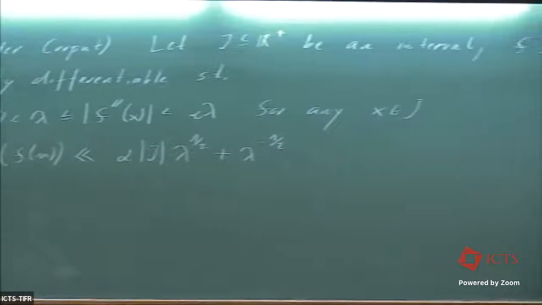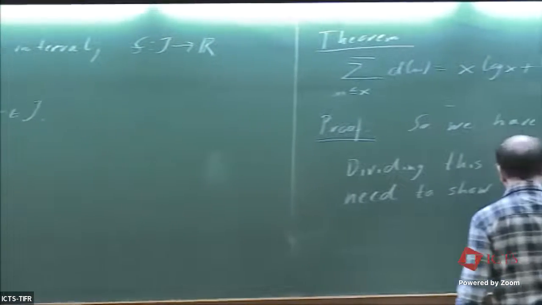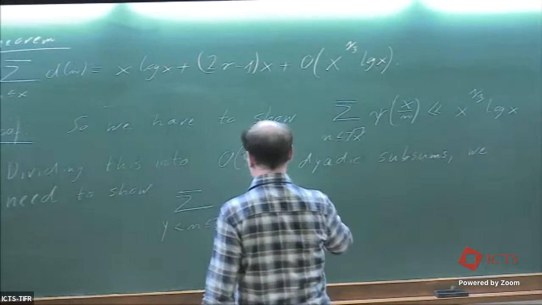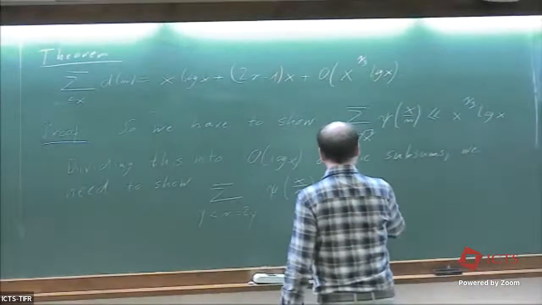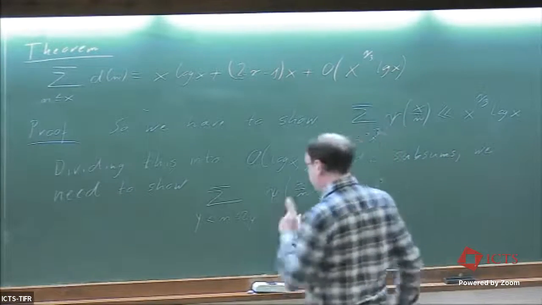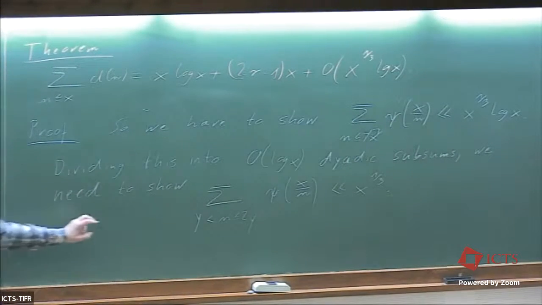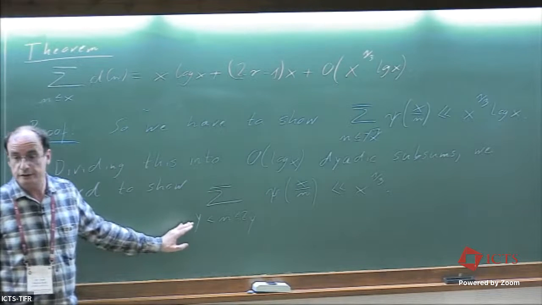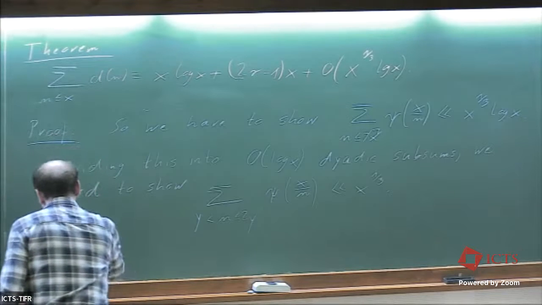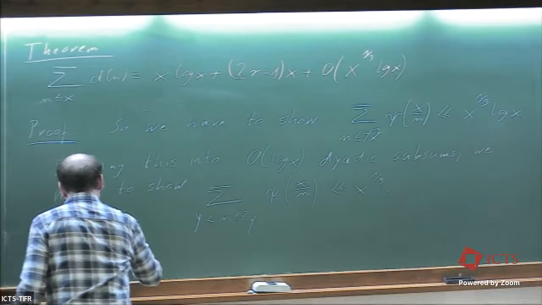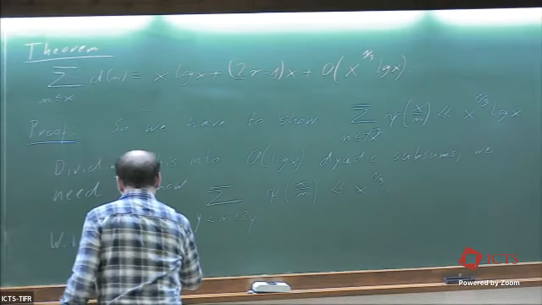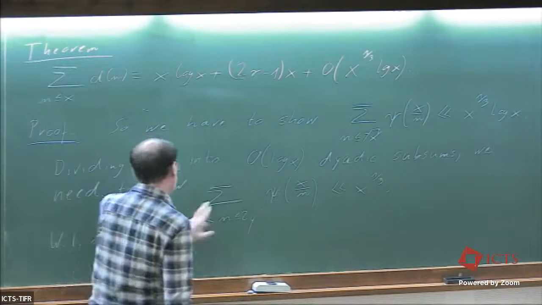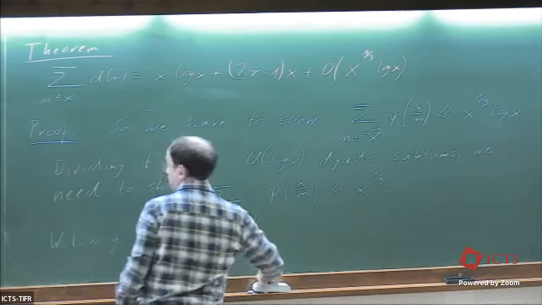Good, so we need to show that the sum over n up to Y of psi of x divided by n is less than x to the 1/3. Then, first of all, without loss of generality, assume that Y is greater than x to the 1/3. Good, so then let's rewrite that sum here.